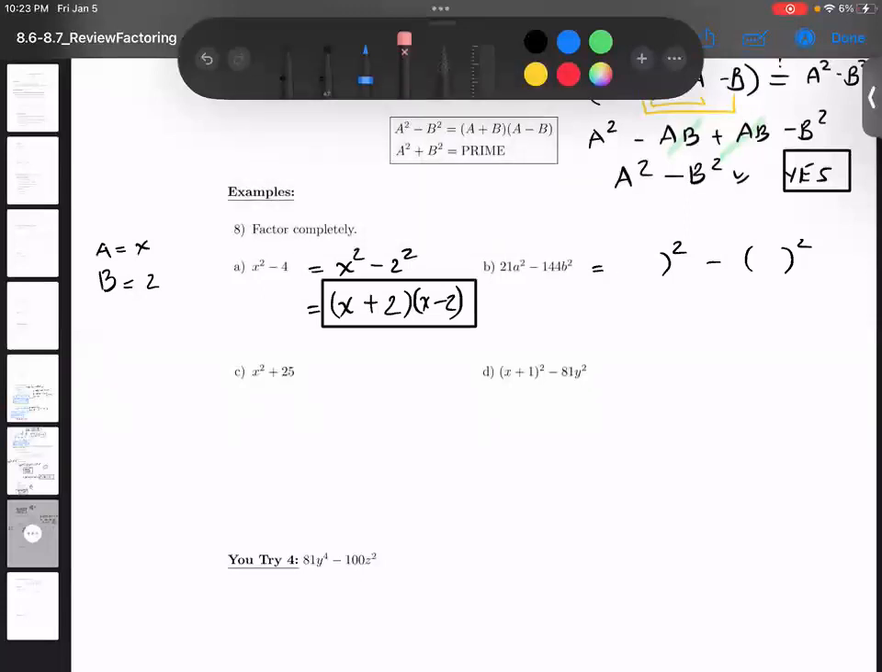Before we do this, I remember the first step is GCF, right? Remember the greatest common factor. A squared and b squared, nothing you can factor out, but between 21 and 144, you can factor out a 3. GCF always comes first. So I'm going to factor out a 3 first. And then what remains does not look good.